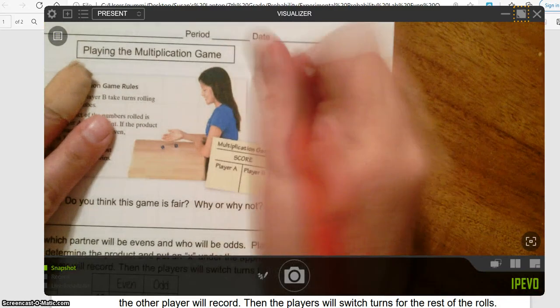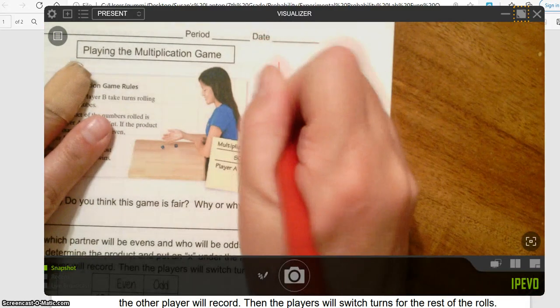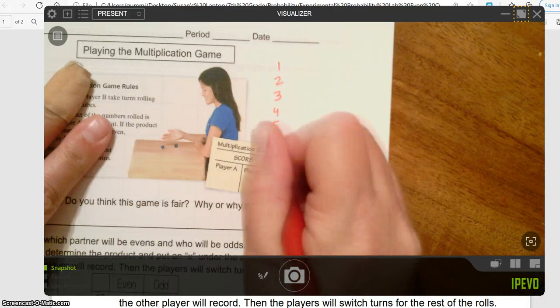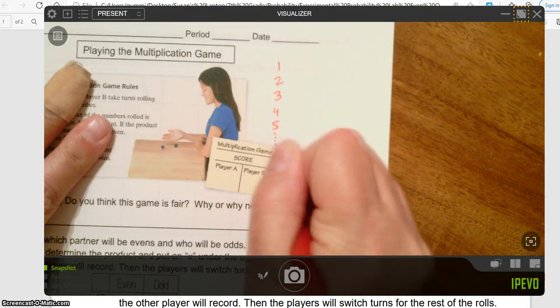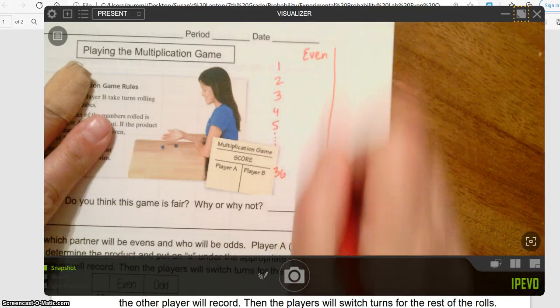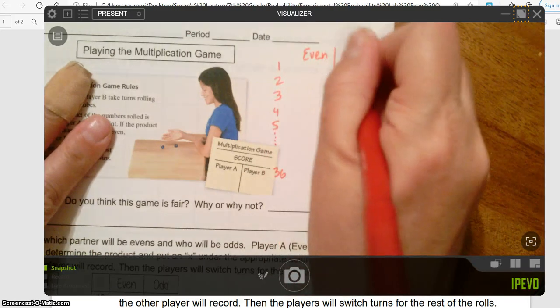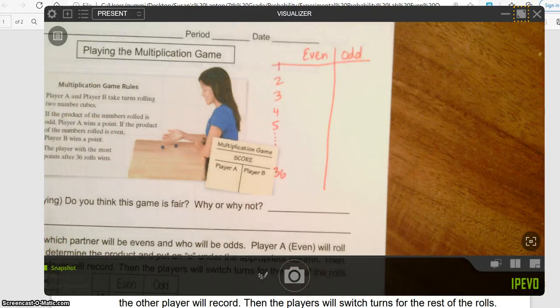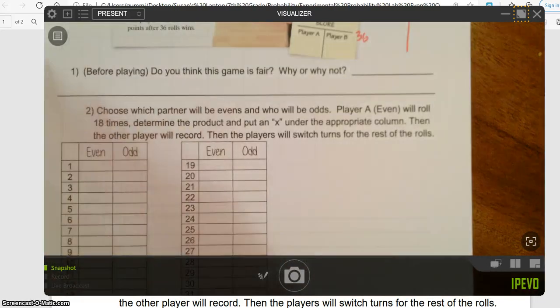And on your sheet of notebook paper, 1, 2, 3, 4, 5, keep going. Go all the way to 36, okay? And on one side put even, and the other side put odd, okay? And I am actually going to use the table that I have here, okay?